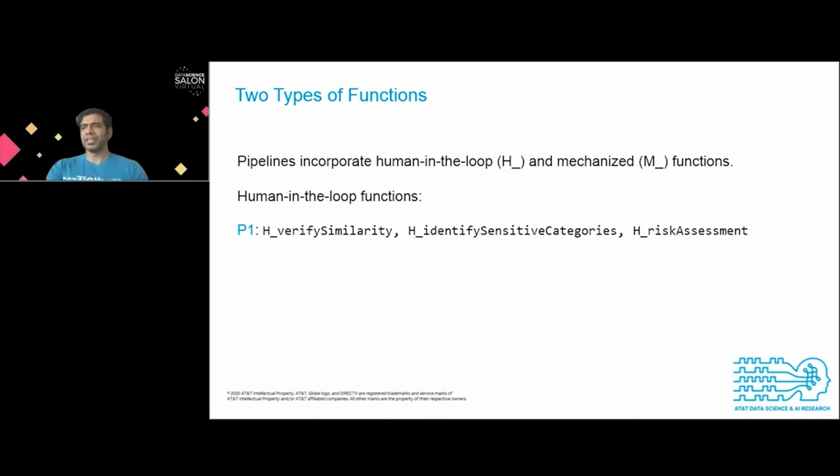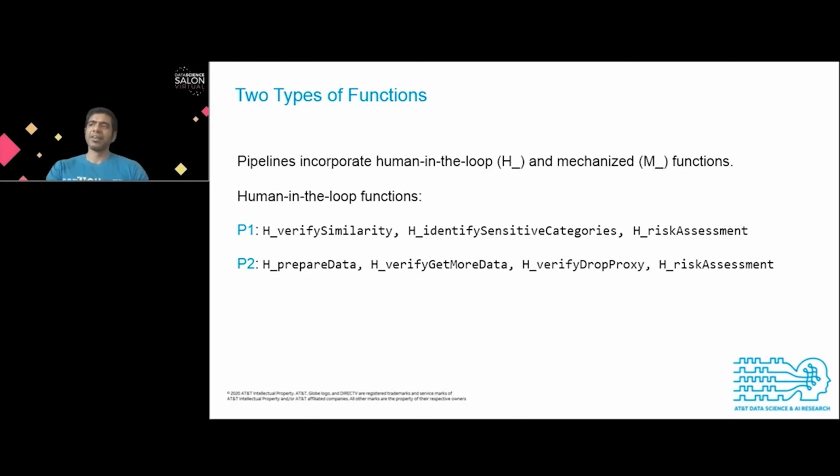Pipeline 2, preparing data, feature engineering, or data filtering, things like that. Verifying and getting more data if needed. So for example, there is a sparse group problem in the data. You don't have enough data on certain sensitive features. You then would like to stop and get more data before proceeding. Dropping proxy features, risk assessment. Pipeline 3, only one human function, risk assessment. Pipeline 4, whether to retrain the deployed model and come back and re-verify or not, and risk assessment.